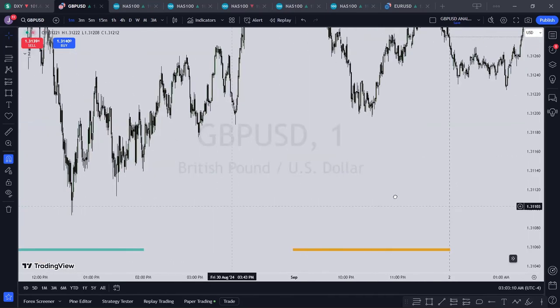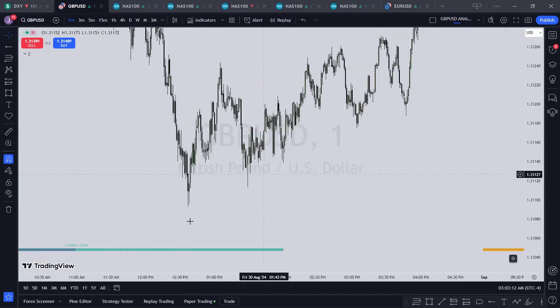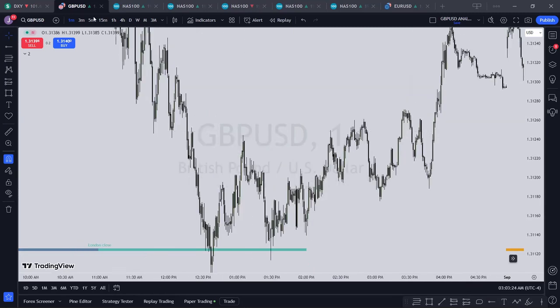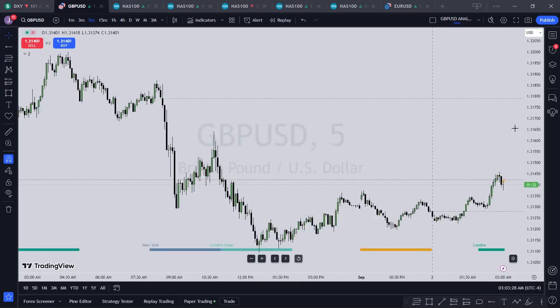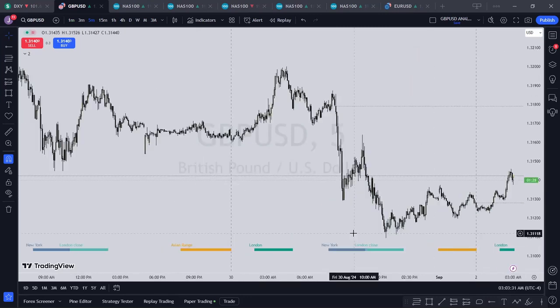Like I explained before in Q zones, I told you that London close is where you find the low of the day. Usually, if it is a bearish day, you locate the low of the day. If it is a bullish day, you locate the high of the day. So let's go down to 5 minutes so you see it clearly. So you can see how last week Friday made the low of the day in the London close, and then the high of the day was formed in the London session. See how price reacted with this. Let me just draw it out.